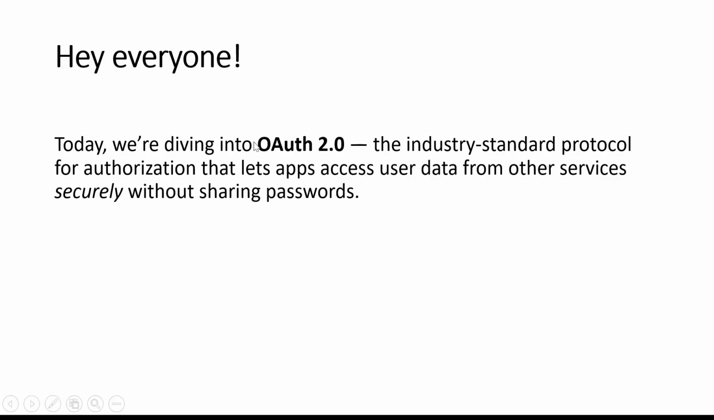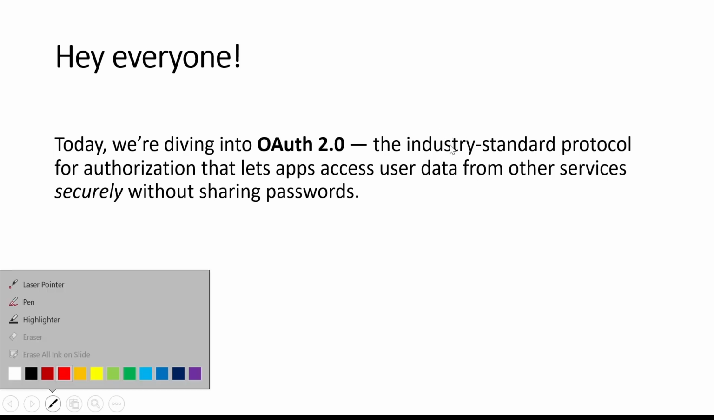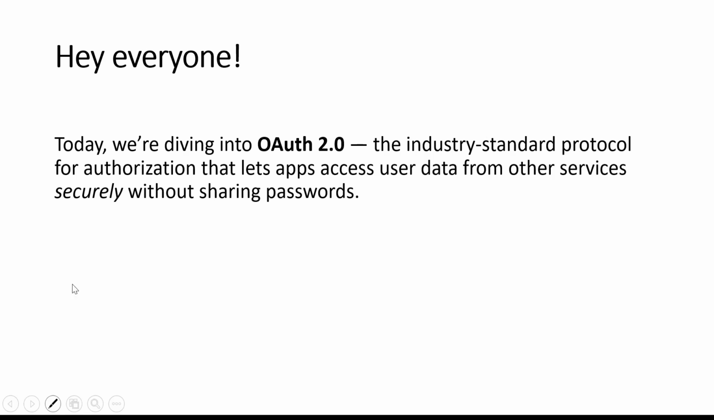Okay, so first of all, let us understand what is OAuth 2.0. I gave you the real world perspective first, but now the traditional definition says it is the industry standard protocol for authorization, which will let the apps access user data from other services securely without sharing the password. We have just discussed that, how by not sharing the password, I can still access the user data and also I can do the authentication. So this is what the purpose of OAuth 2.0 is.